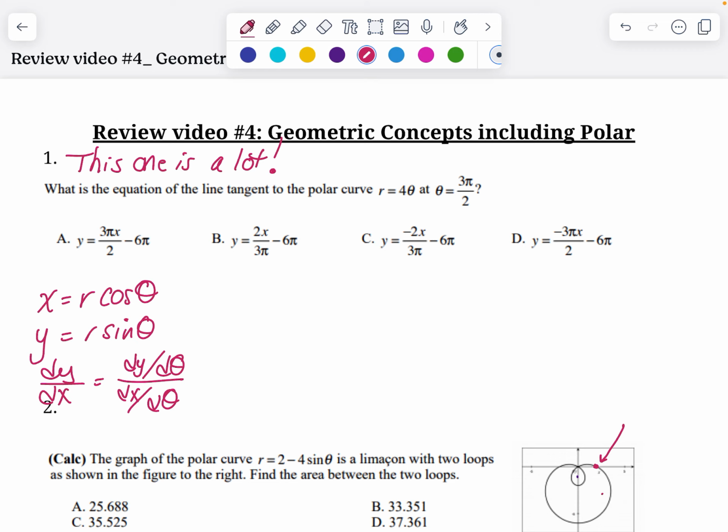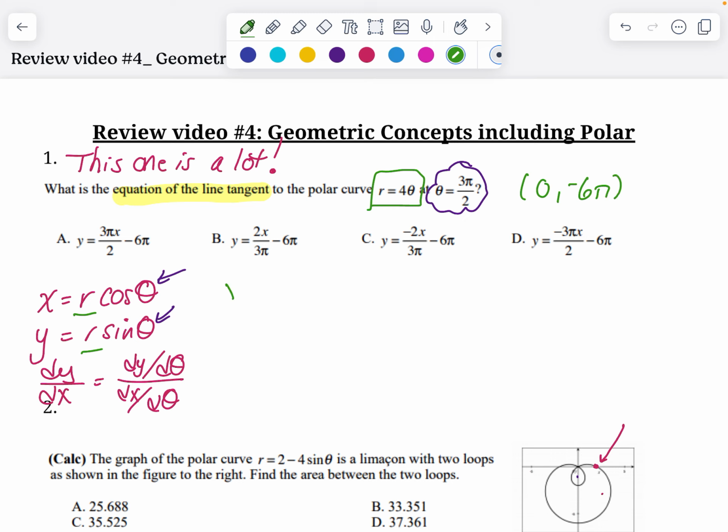Okay, so this question asks us to find the equation of a tangent line. Anytime we want to find the equation of a tangent line, we should think: we need a point, we need a slope. Do we have either of those? Sort of, not exactly. This is an angle value, and that angle value could give me a point, because I would plug in this theta value and the particular r, and that would give me an ordered pair. So I would find that value of x, that value of y, and that turns out to be 0, negative 6 pi.